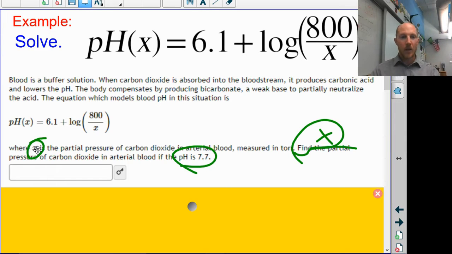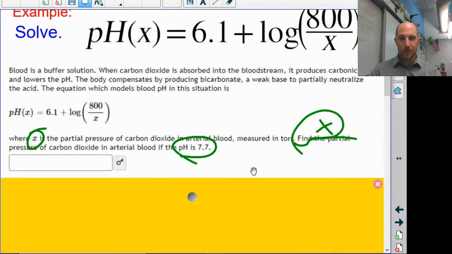Next paragraph, X is the partial pressure of carbon dioxide in the arterial blood measured in torr. All right, well, X is what we're going to pay attention to. The last sentence here gives us our directions. Find the partial pressure of carbon dioxide in the arterial blood, but that just means X. Find X if the pH is 7.7. All right, well, here's the X in the equation, so I'm going to solve for that. It's trapped inside of a log. Change the pH to 7.7 and then solve for X.